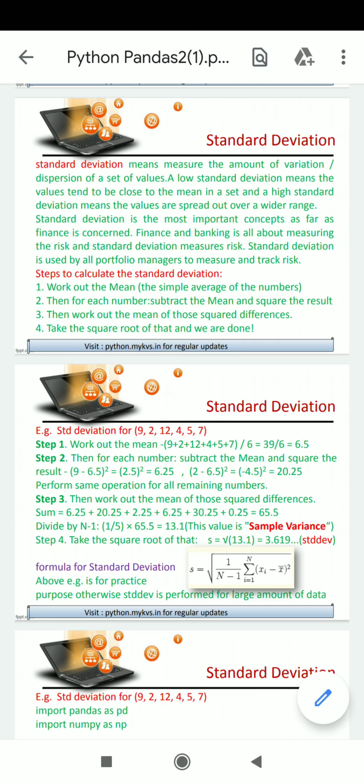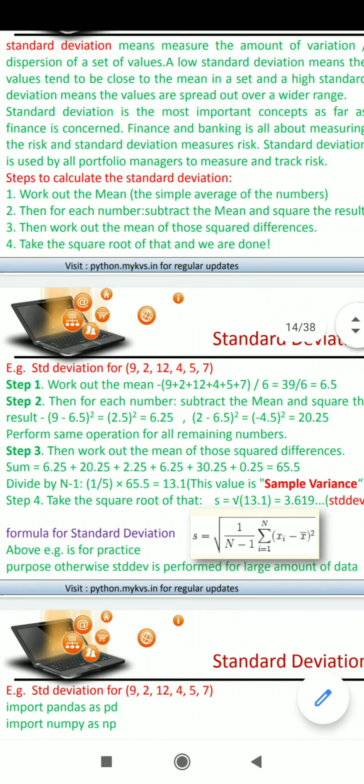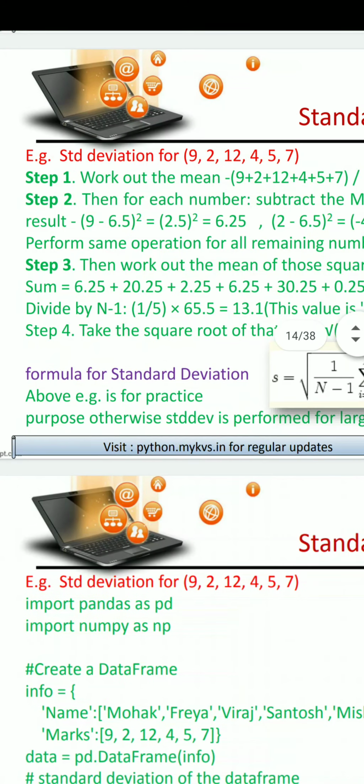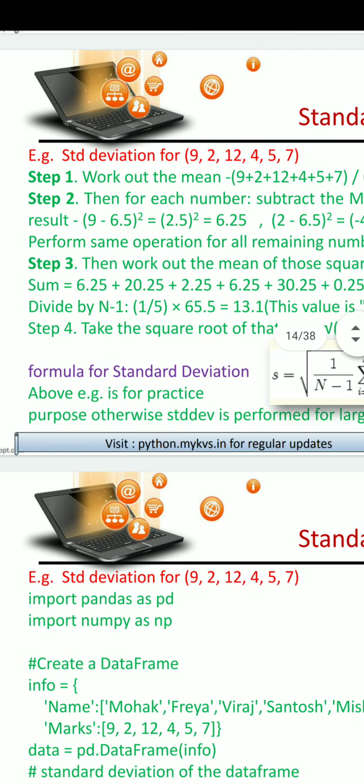Whatever result comes, then take the square root of that number. So we take one example here. We have the numbers 9, 2, 12, 4, 5, 7. So we have multiple numbers, 2, 4, 5, 7, 9 and 12, and if someone asks what is the standard difference between these values, we can't say directly. So these are the steps by which we can find the difference between these values. That is possible. So students, we are trying to do the same thing.